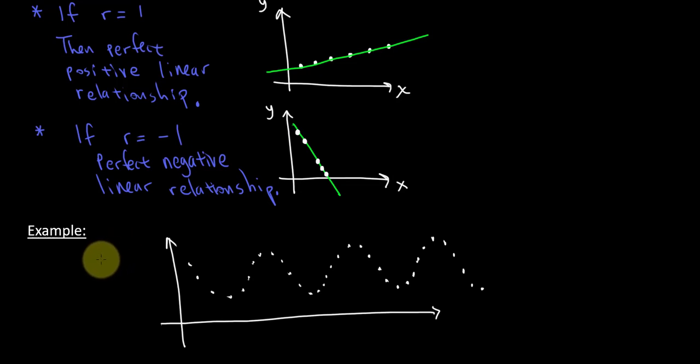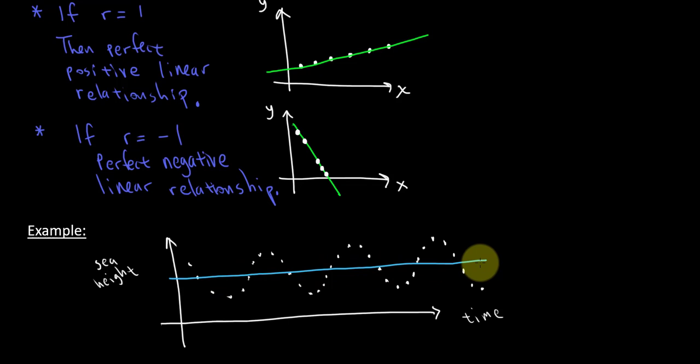Something that resonates with me is the tides in the ocean. So this could be the sea level height, and this would be over time, right? We have high tides and low tides throughout the day. And so there's definitely a relationship between these two variables, but it is not a linear relationship. And so therefore, we cannot use the linear correlation coefficient to describe the relationship here. If you were to put a line to it, you'd probably get a line that has a slope of 0, indicating no linear relationship.